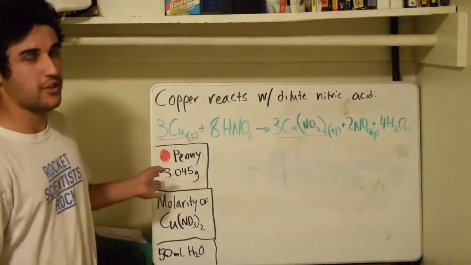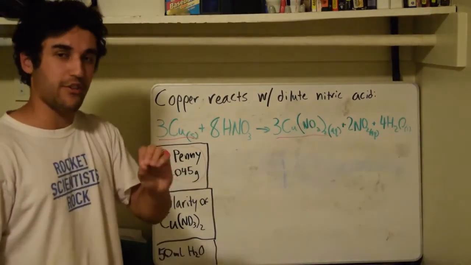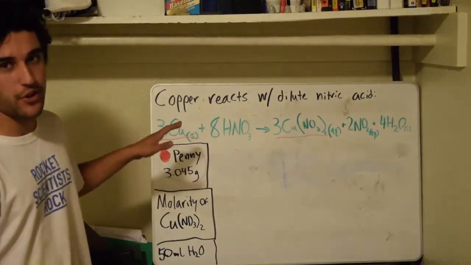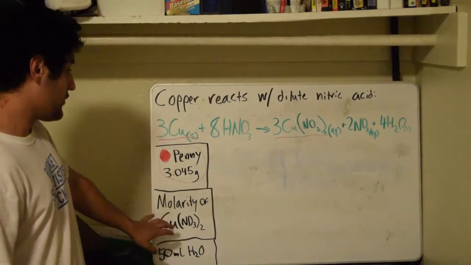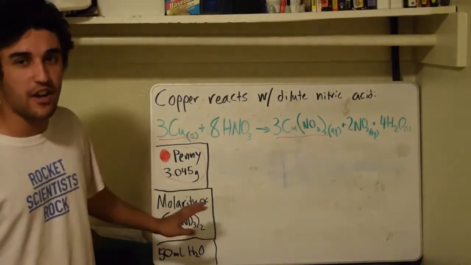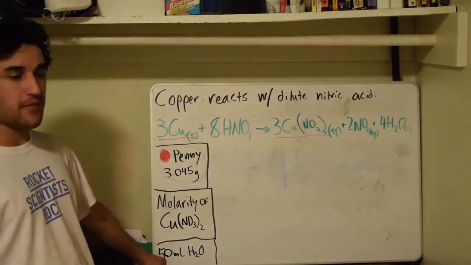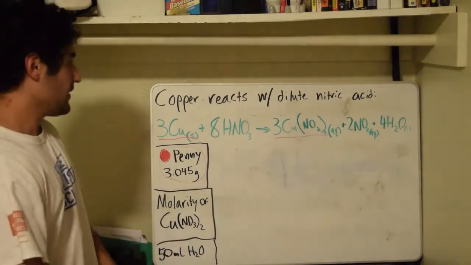Okay, so I took the important parts of the question and put them off to the side. So we have your copper penny, pure copper, 3.045 grams. Your end goal is the molarity of the copper nitrate in your 50 milliliters of water. So these are all the important pieces that are going to help you solve the problem.